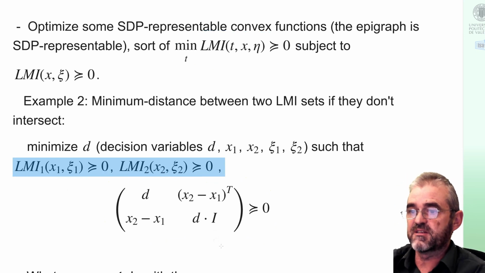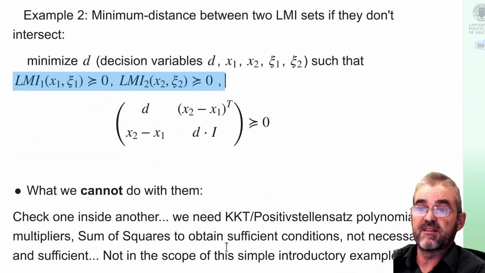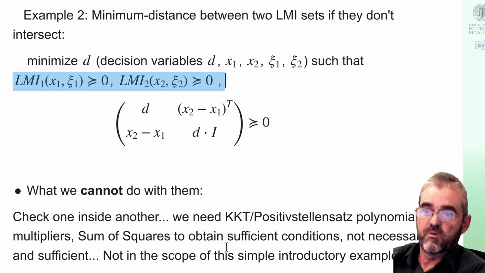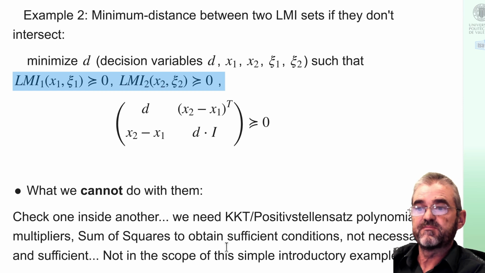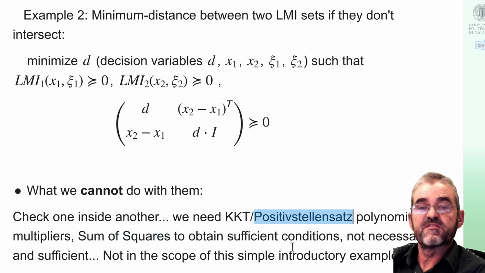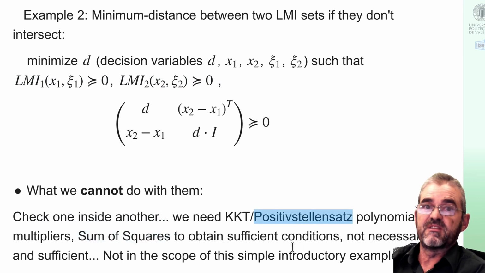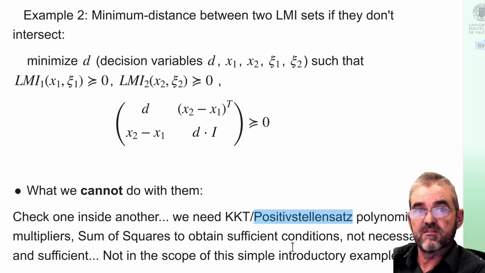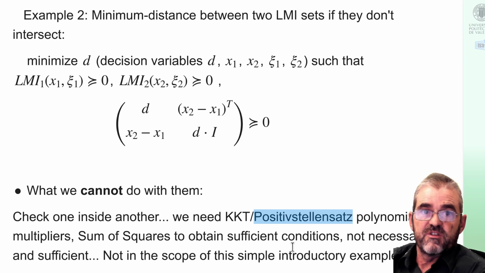Just as a last remark, there are things that we cannot easily do with them, at least with semi-definite programming. Or well, maybe we can do it with some sum of squares, Positivstellensatz, multipliers, whatever, but okay. For example, checking if one LMI set is inside another one. That cannot be done without extra tools, this sum of squares, Positivstellensatz stuff, but for brevity, I am not discussing these extra tools in this video.